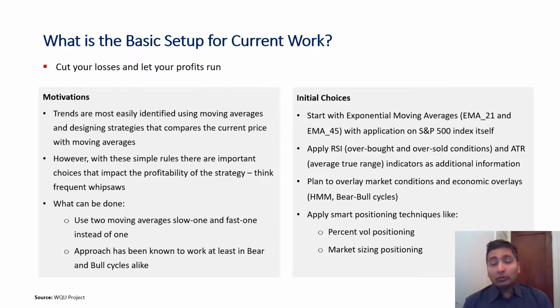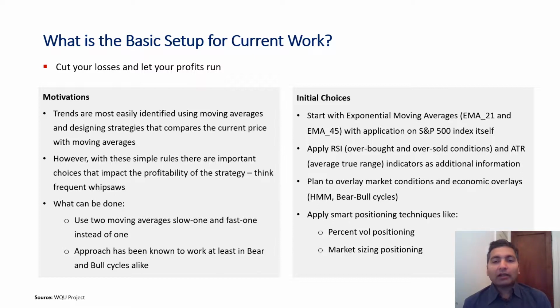We can use two moving averages instead of one, an approach which seems to have worked in both bear and bull cycles alike. And we are going to start with an exponential moving average of 21 days as the fast moving average and an exponential moving average of 45 days as the slow moving average. And we apply it on the index and a set of stocks. We also calculate a few metrics like RSI and average true range.